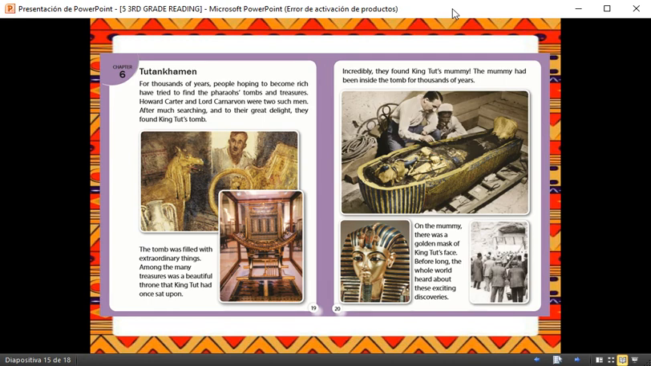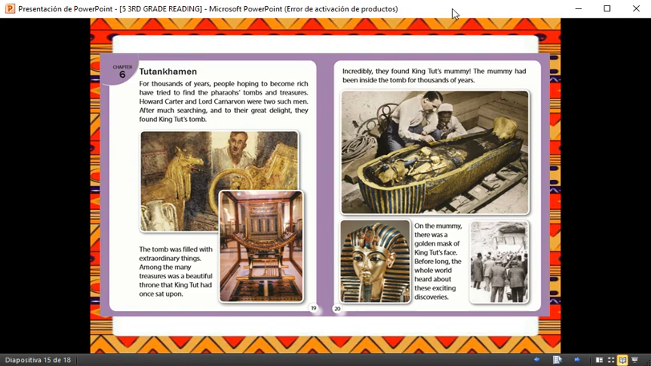Chapter 6. Tutankhamen. For thousands of years, people hoping to become rich have tried to find the pharaoh's tomb and treasures. Howard Carter and Lord Carnarvon were two such men. After much searching, and to their great delight, they found King Tut's tomb.